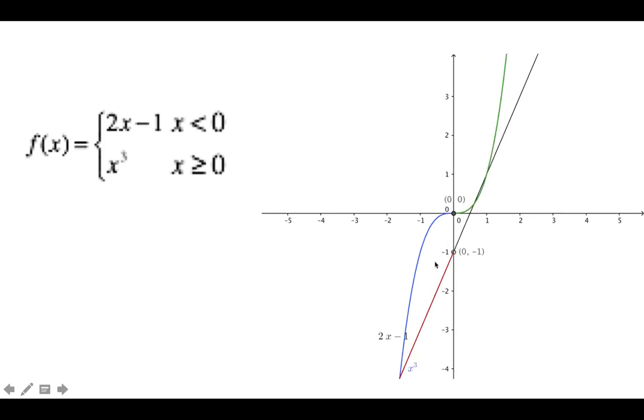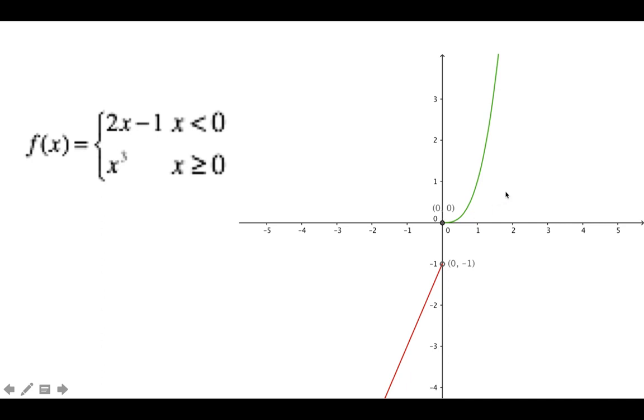So I've highlighted it here. In red is the chunk of the line we're going to keep from x equals 0 left, and in green is the chunk of the cubic, x cubed, from 0 to the right. And then we erase the parts we don't want. Here's our final answer. Notice this is a function. It passes the vertical line test.